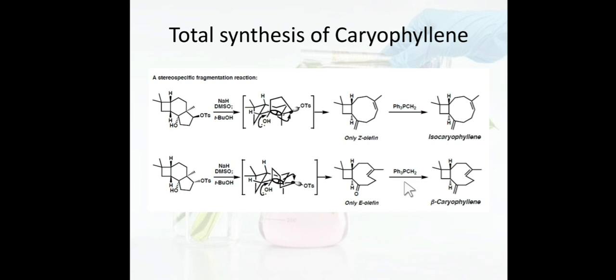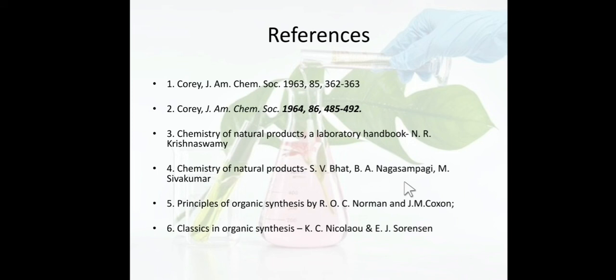So friends, if you want to study this paper, the references are Corey E.J., JACS, that is the Journal of the American Chemical Society, 1963, pages 362 to 363, whereas JACS 1964, pages 485 to 492. So this is all about the total synthesis of caryophyllene by E.J. Corey.